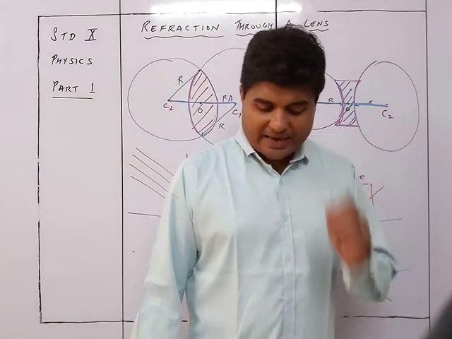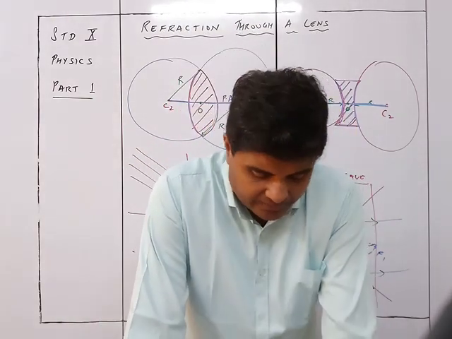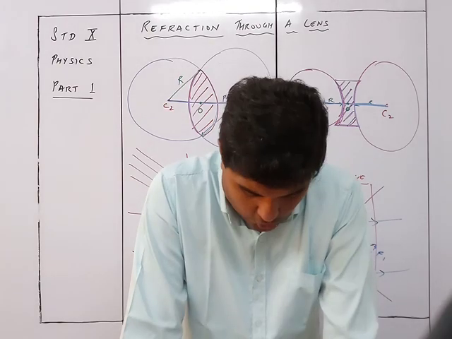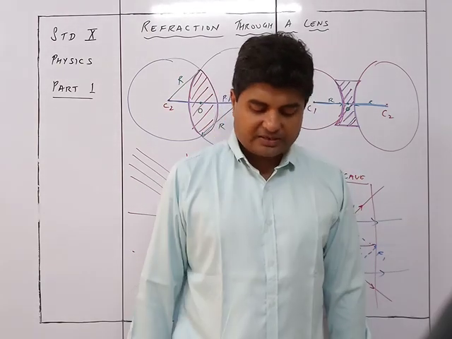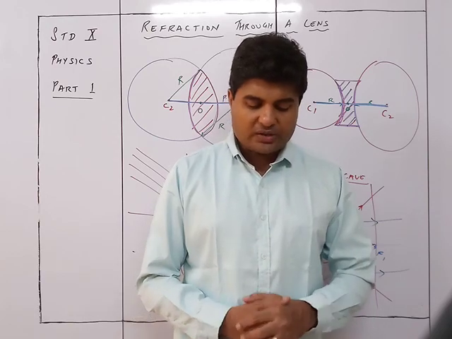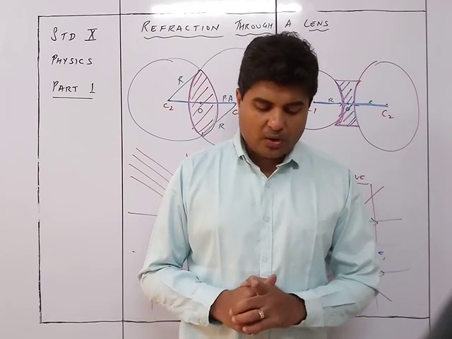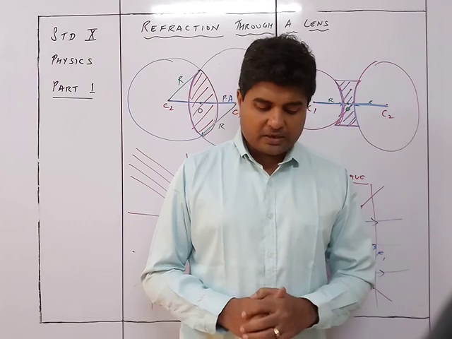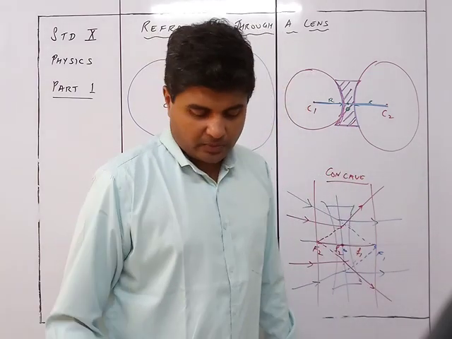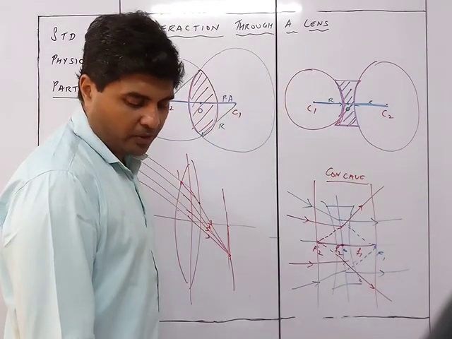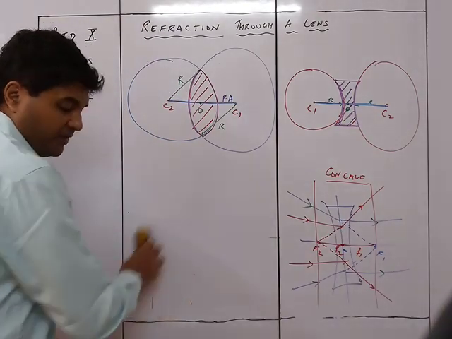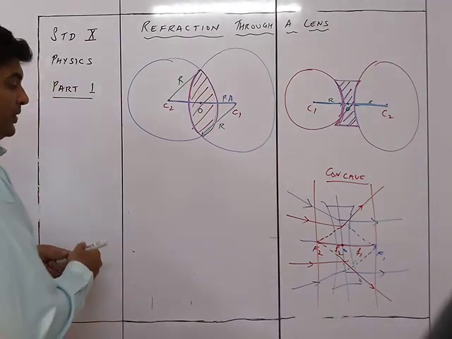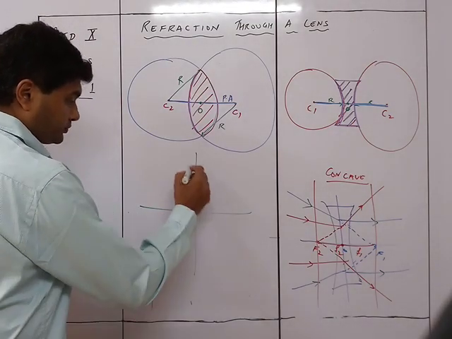So for ray diagrams, we shall consider the lens to be thin, and for simplicity, we shall not show the bending of the ray of light at each of the two surfaces of the lens separately, but we shall show the net bending at the straight vertical line passing through the optical center, towards the center in the convex lens or away from the center in the concave lens. So whenever we are showing any kind of refraction, we are just going to show it like this.